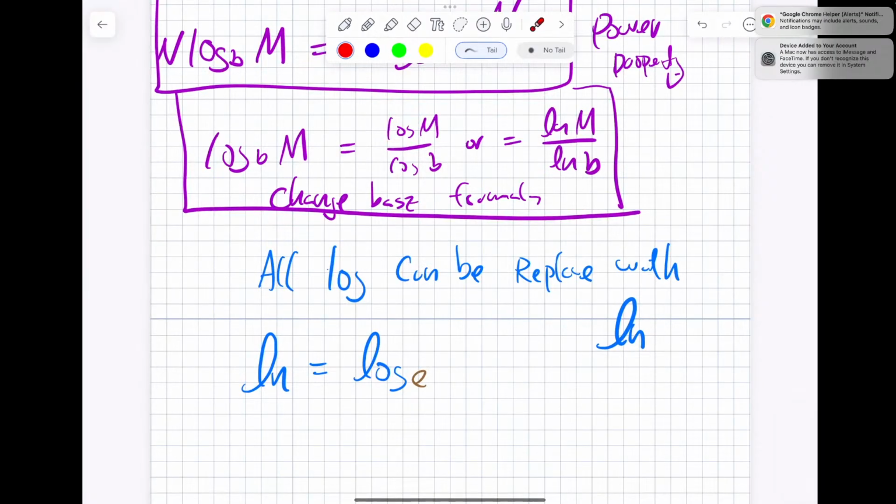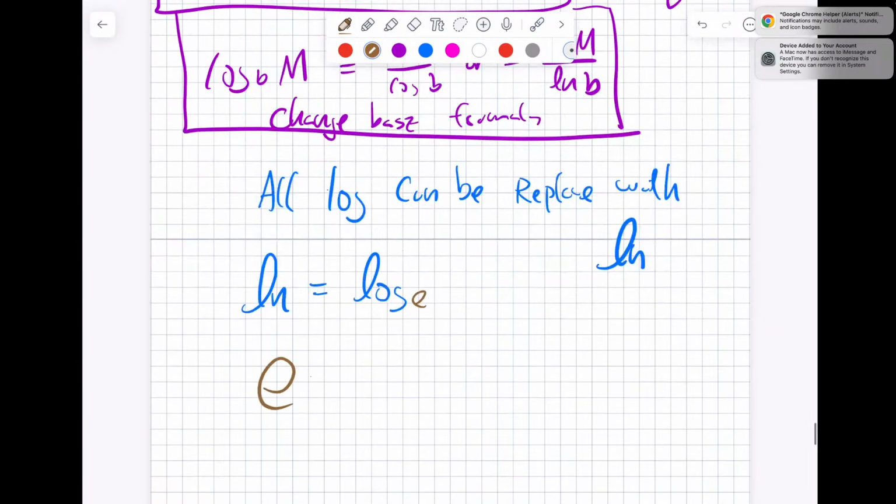Log base e. And yesterday we talked about e, which is Euler's number. Guys, let's re-emphasize. What is Euler's number roughly equal to?